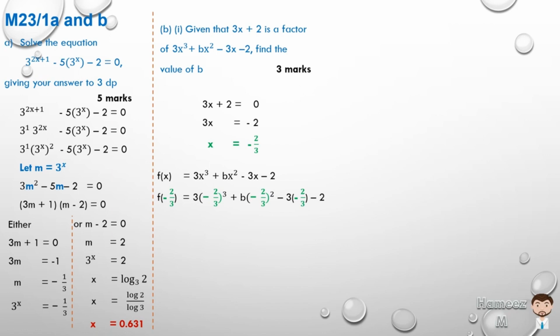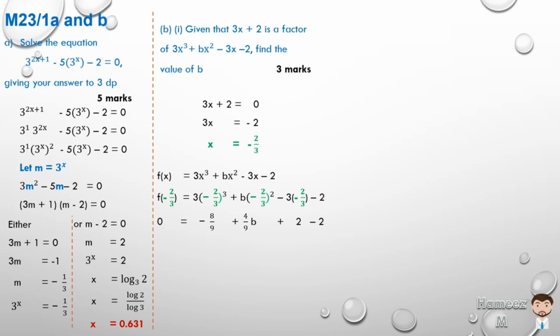And since it's a factor, that will work out to be 0 is equal to minus 2 cubed will be minus 8 over 27 times 3, which will be minus 8 over 9, plus b times minus 2/3 squared, which will give us 4/9 b, plus minus 3 times minus 2/3, the 3's cancel, so it'll give us plus 2, minus 2.